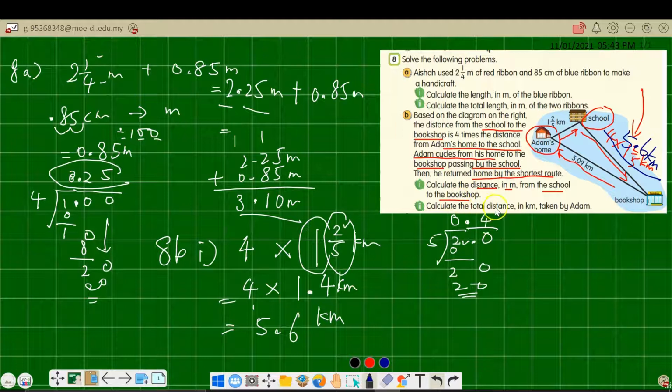Okay, part 2. Find the total distance in km taken by Adam. So let's look at Adam's route again. Over here, he cycles from his home to the bookshop, passing the school. So we need to pass the school. We go to the school first, then only to the bookshop. So let's write down first. So from his house to the school is 1.4 km.